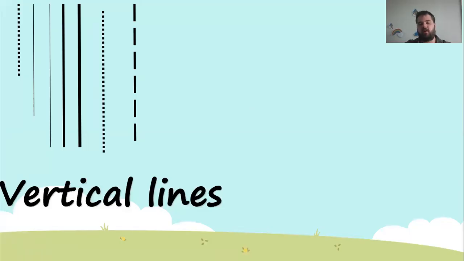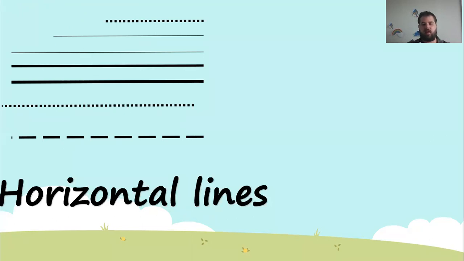Next, we're going to go over our lines one more time. So over here, we have our vertical lines. These ones go from top to bottom or bottom to top. I'll say it one more time. Vertical lines. Let's look at our next one. Next, we have our horizontal lines. These ones go from left to right. Horizontal lines.